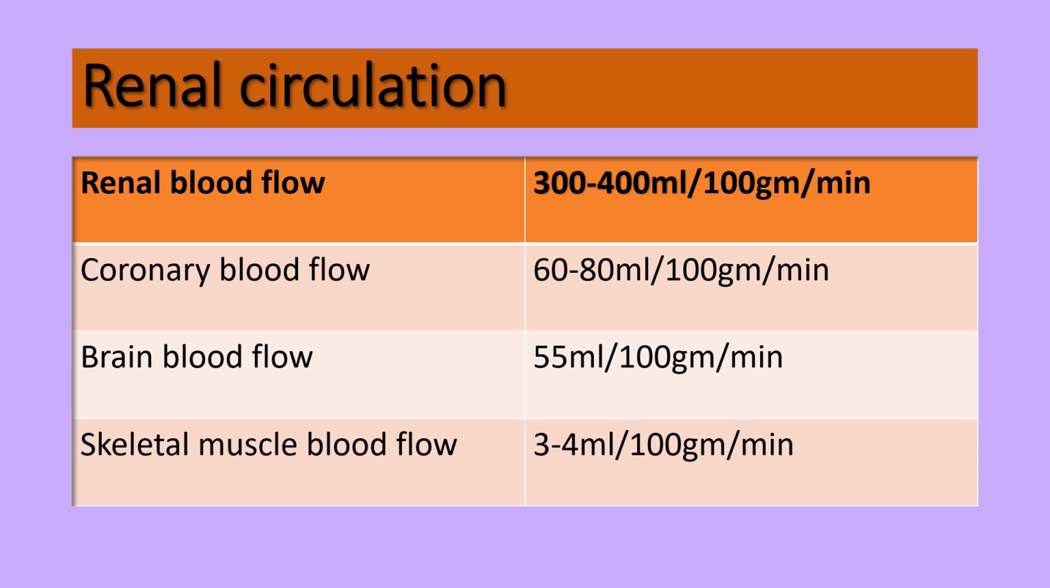Another important feature of the renal circulation is that renal blood flow is comparatively higher than other organ blood flow. It is 300 to 400 ml per 100 gram per minute, or 1200 to 1300 ml per minute. Comparatively, coronary blood flow is less, 60 to 80 ml per 100 gram per minute. Brain blood flow is 55 ml per 100 gram per minute. Skeletal muscle blood flow is 3 to 4 ml per 100 gram per minute.